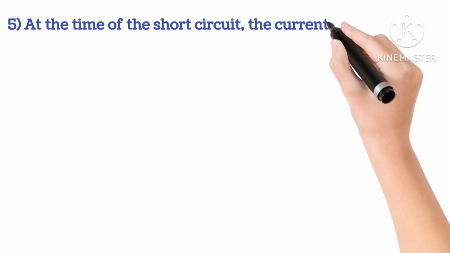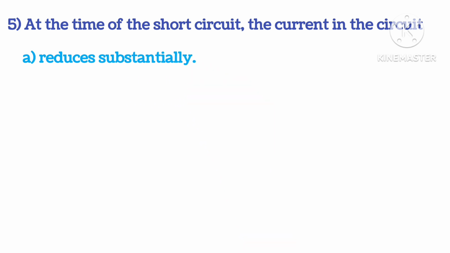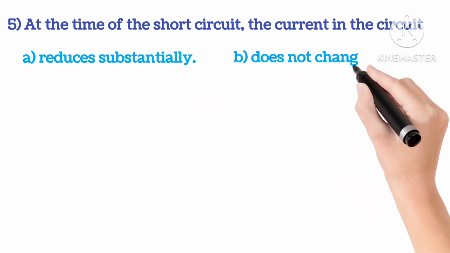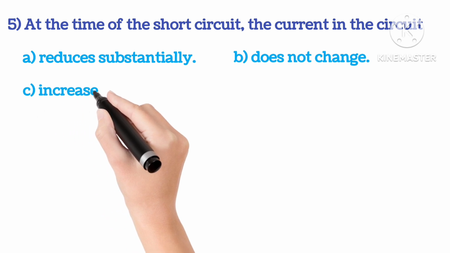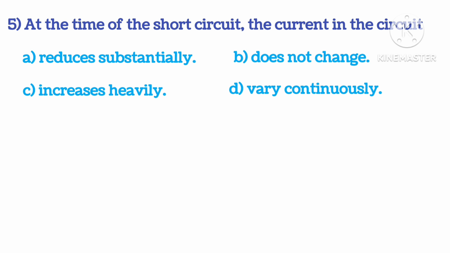Fifth, at the time of short circuit, the current in the circuit A. reduces substantially, B. does not change, C. increases heavily, or D. vary continuously. The correct option is C, increases heavily.